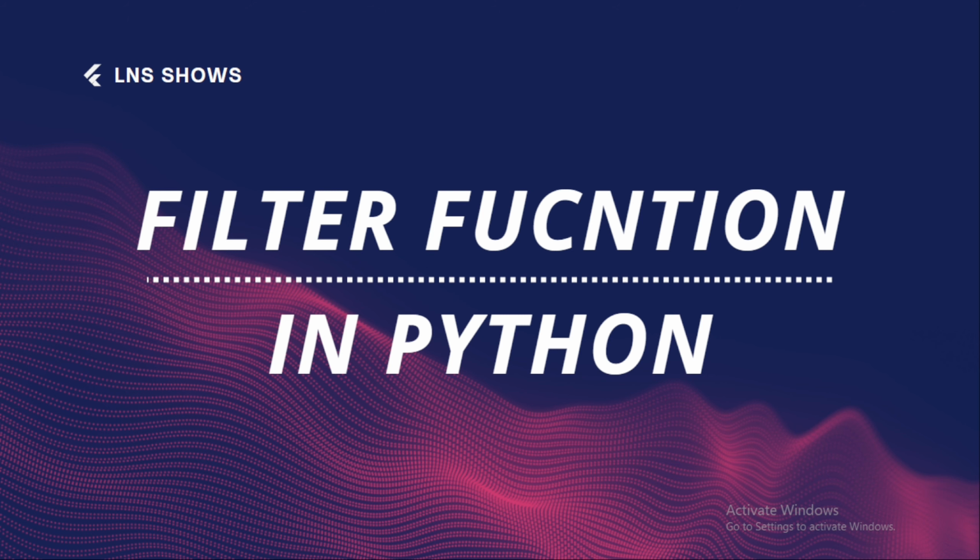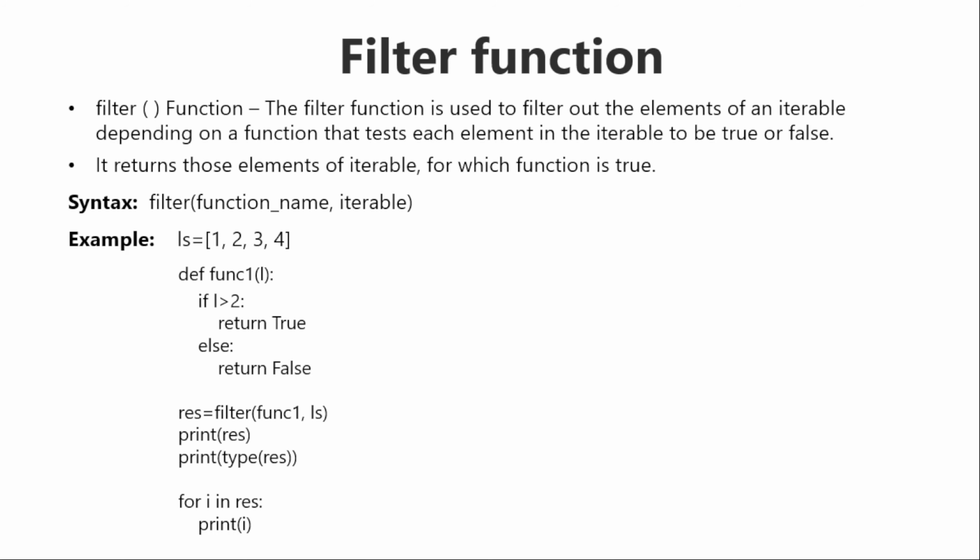In today's session, we will be discussing the filter function in Python. The filter function is used to filter out the elements of an iterable depending on a function that tests each element in the iterable to be true or false. For example, it will apply a function operation on each element of an iterable. It returns only the elements which are true, and it finally returns an iterable of elements which are true. So that's what the filter function definition describes.